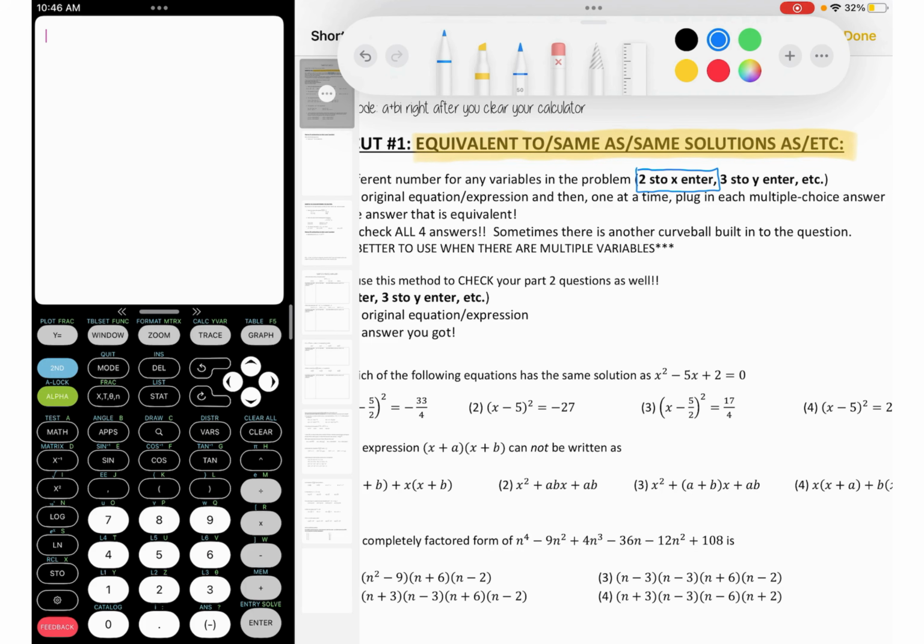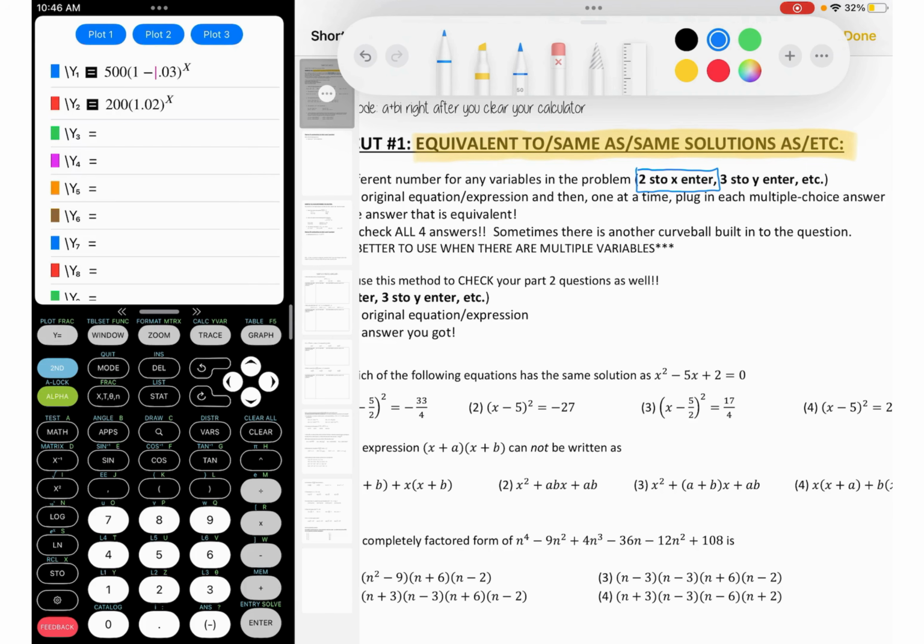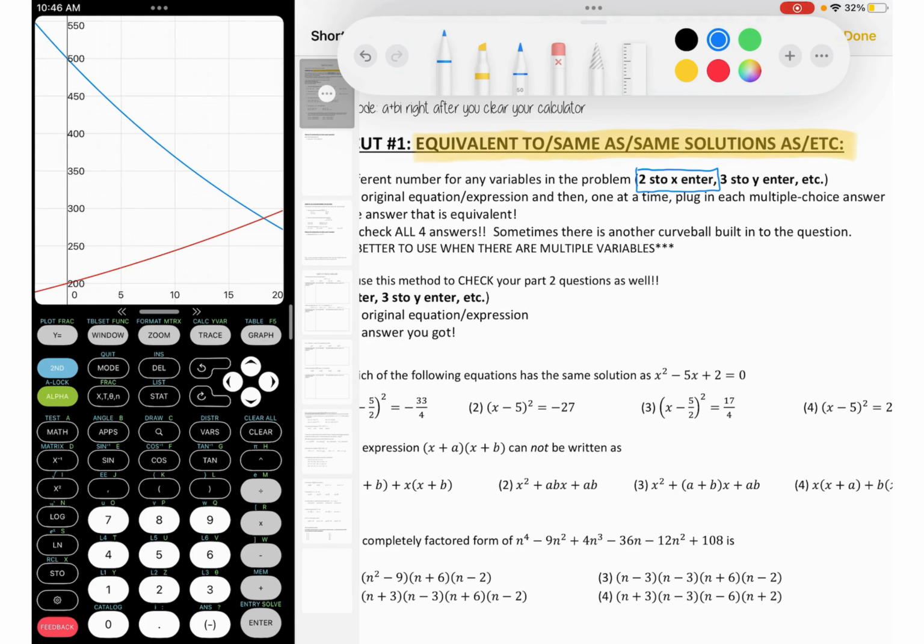I also, for those of us that might be a little bit worried, that 2 does not store for x when you are graphing. So if you go to your y equals and you have to graph something, it does not plug in the 2. That is its own thing. So if I go to y equals, and let's say I just want to graph that, it graphs it for me. I didn't have to store anything. It just completely erases your 2 stow x, okay?